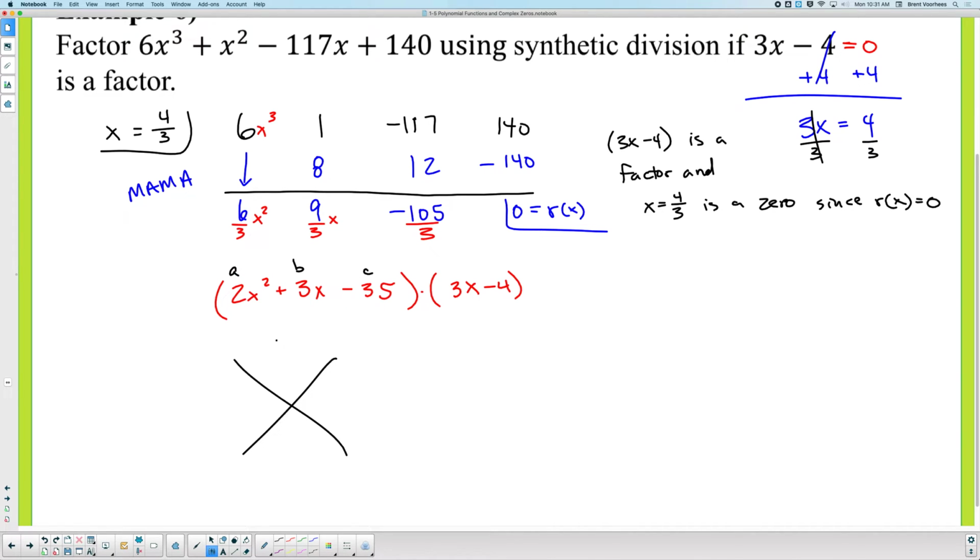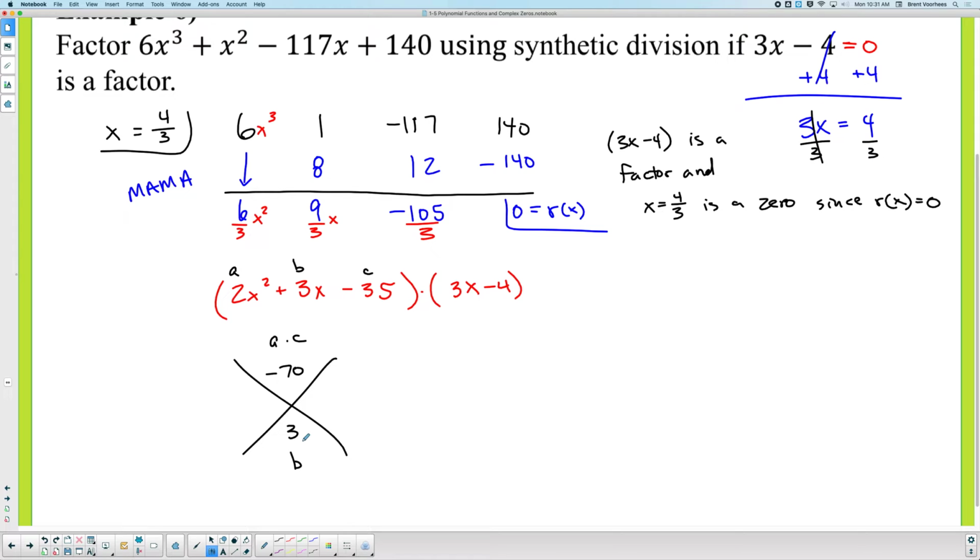What is a times c here? 2 times negative 35? Negative 70. And our b value? 3. Now don't pay attention to the negatives until after you write your numbers in. You're thinking of what can multiply to be negative 70 and add to be 3, except ignore the negatives for a moment. Is it 1 and 70?